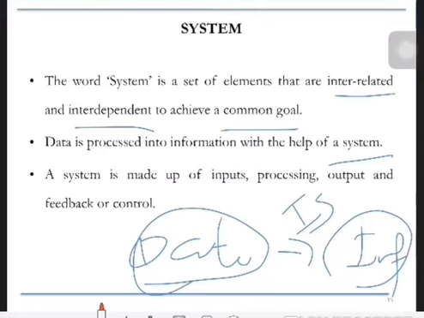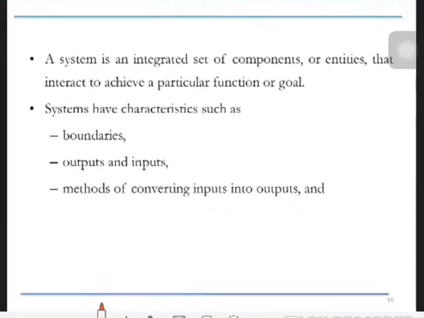Then a system is made up of inputs, processing, output, feedback, and also control. So when you say system, it is made up of 5 basic components. First we have input, then we have processing system, then we have output, then feedback, then we have controlling system. Then a system is an integrated set of components or entities that interact to achieve a particular function or goal.